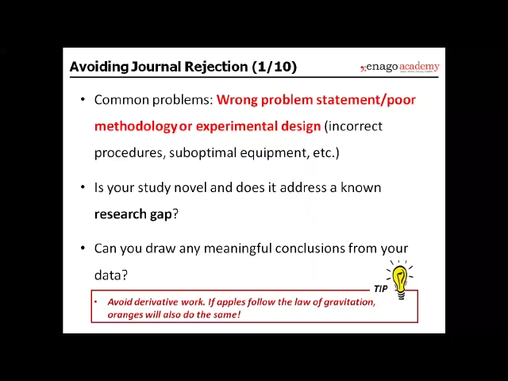Now, your study needs to be novel, and it should address a known research gap, because if it doesn't do that, then again, the chances of it getting rejected will increase significantly. Can you draw any meaningful conclusion from your data? This is very critical. If you're able to draw a meaningful conclusion or several meaningful conclusions, that's exactly what the reviewers want. So if that is the case, then you have a fair chance of getting published in a decent journal.